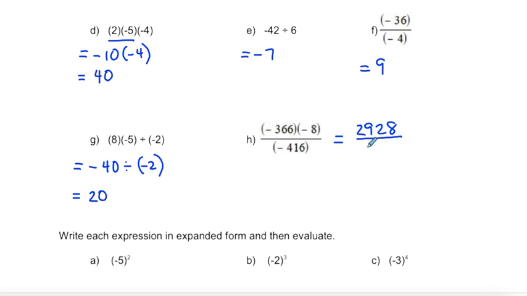And my denominator is still negative 416. Now I'm going to divide these two values. So remember, a fraction means the same as division, and I have a positive number divided by a negative number, so my answer will be negative, and 2,928 divided by 416 is approximately negative 7.04 if I round to the nearest hundredths.